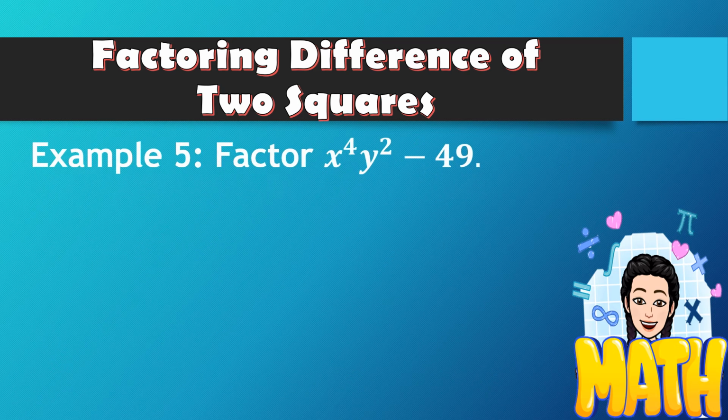Number 5. Let's factor x raised to 4 y squared minus 49. Again, kapag kumuha tayo ng square root ng variable, i-divide lang natin ang exponent niya sa 2. So, para sa x raised to 4, ang square root niyan ay x squared. Sa y squared naman, ang square root ay y. Then, for 49, ang square root niyan ay 7. Let's check kung tama ang ating nakuhang square root.